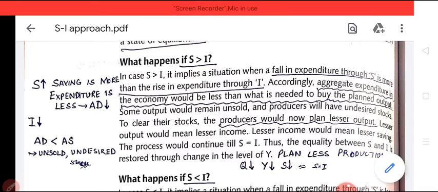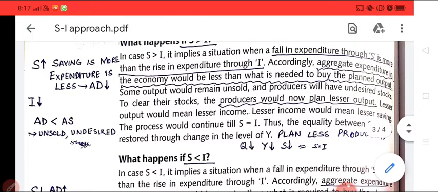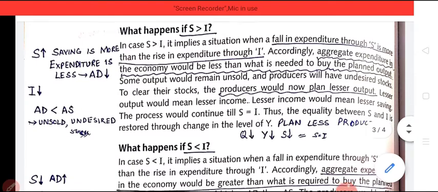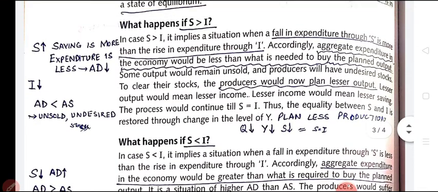It means consumers are spending less and they are saving more. Aggregate expenditure on the part of consumers is less because they are saving their income, which will decrease the level of aggregate demand. If products are not demanded in the economy, what will happen? Producers will invest less. And when investment is coming down, we are trying to bring the balance between saving and investment. So when saving is more than investment, people are saving more, spending less, and aggregate demand is going to be lower.